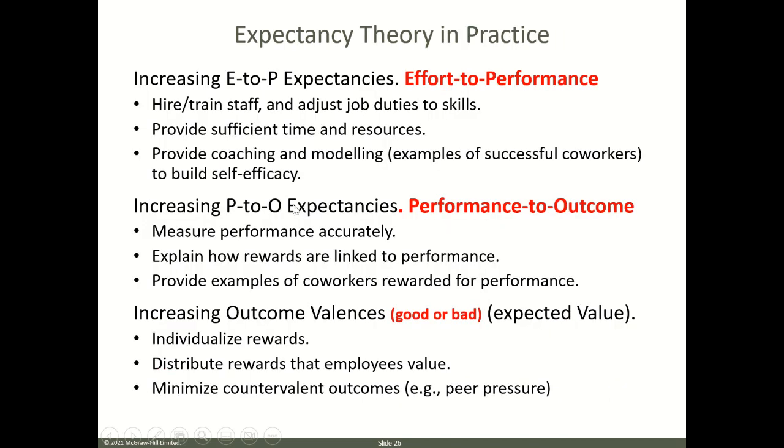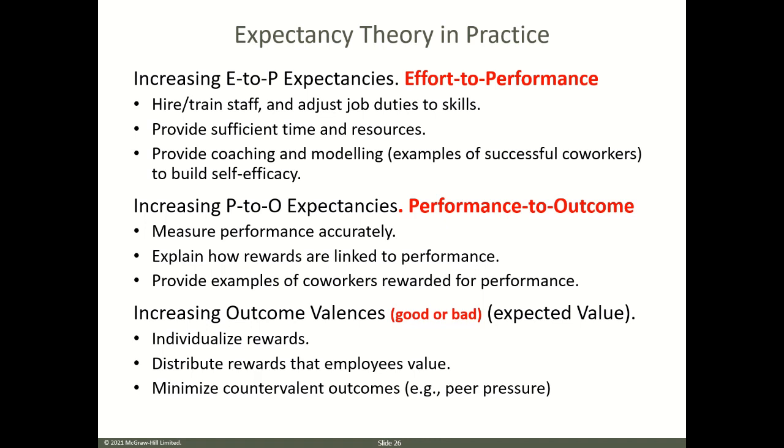So now if we talk about expectancy theory in practice, how can we increase these efforts, E to P expectancies, and P to O, performance to outcome expectancies? So how can we increase their expectancy and the performance? The first one here is increasing E to P expectancies, meaning efforts to performance expectancies.